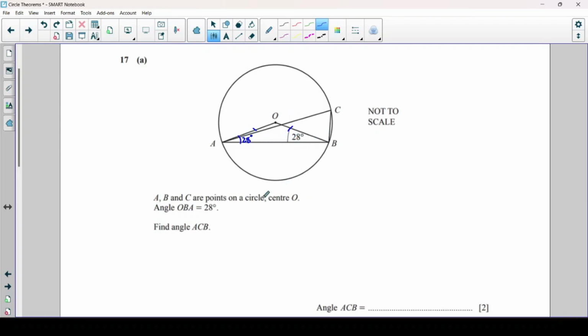Then we're going to add those two things up. 28 add 28 is 56. And then to find this angle here, we're going to do 180 subtract 56, which is 124 degrees. And then, like I said, we've got 124 at the centre. From the same 2 points, we've got an angle subtended at the circumference. So that one is half of the one at the centre. So 124 divided by 2 is 62. So ACB, 62 degrees.